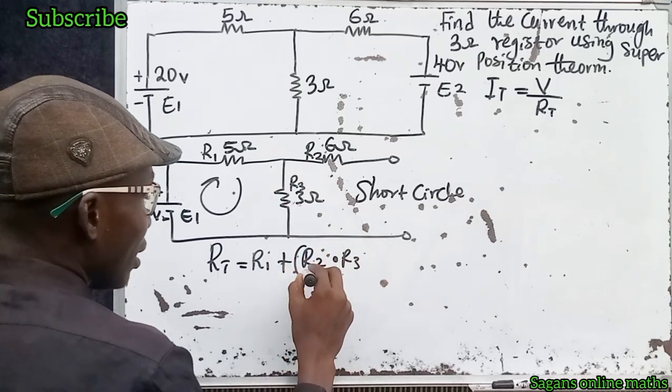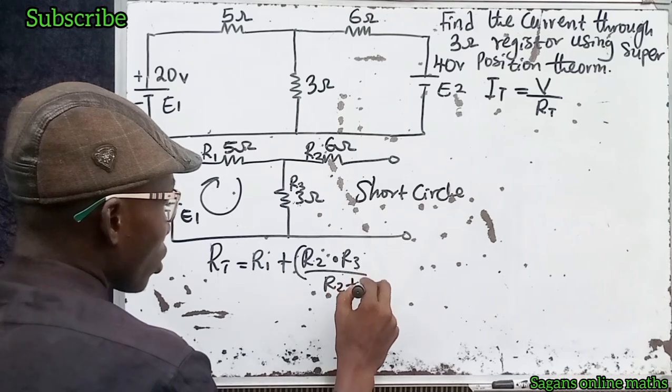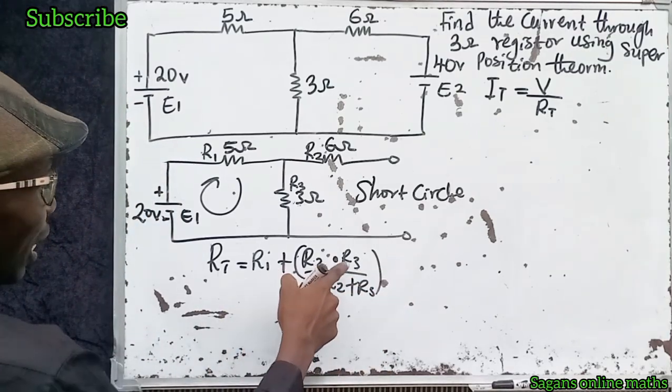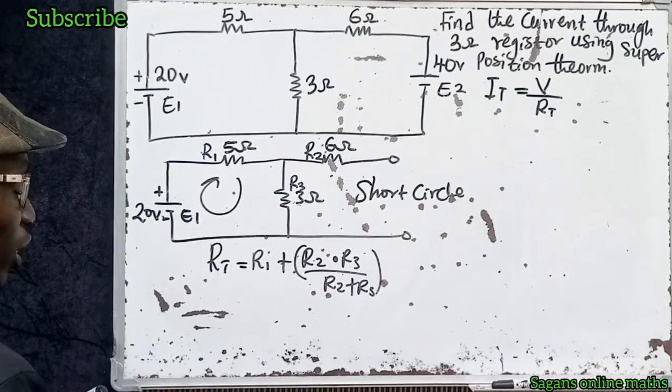Times R3 divided by R2 plus R3. You can see R1 is 5 ohms, R2 is 6 ohms, and R3 is 3 ohms. Beautiful. This is beautiful, right?